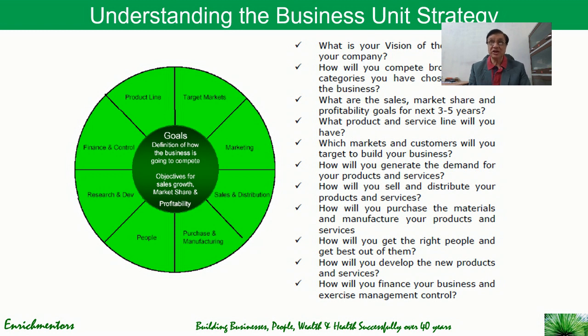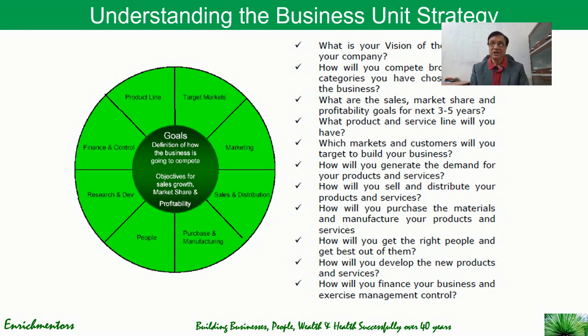And there he talks about, are you going to compete on being the lowest cost provider? Are you going to compete on the basis of something superior that you're going to give, or are you going to compete in part of the industry offering one of these two? So that's the second thing that he decides on. Then you also set your 3 to 5 year goals for sales growth, market share, and profitability. So that becomes the hub of the business unit.